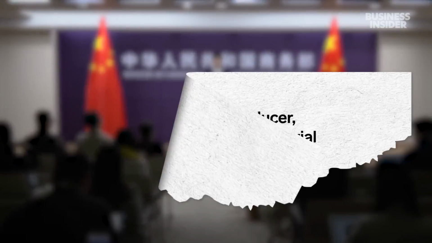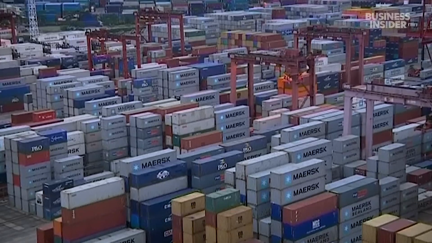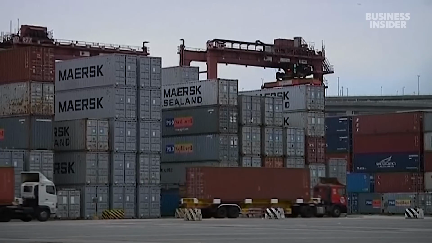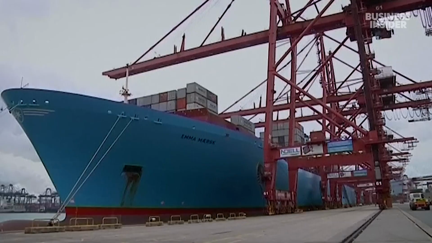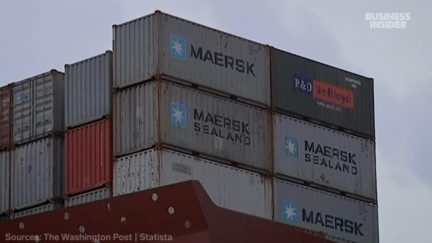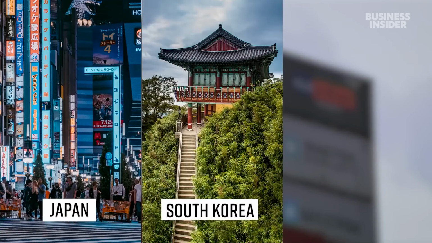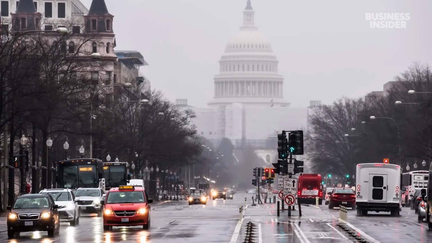Now, China is controlling who can buy this critical mineral. The government recently started requiring companies that export it to apply for a license first. And that would allow them to block some foreign buyers from countries like Japan, South Korea, and the US, which gets a third of its graphite from China.